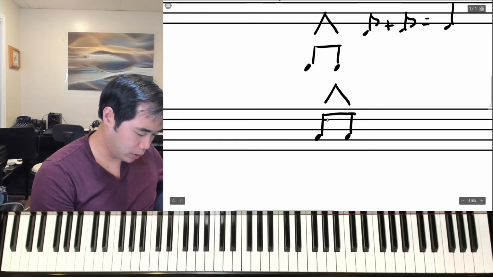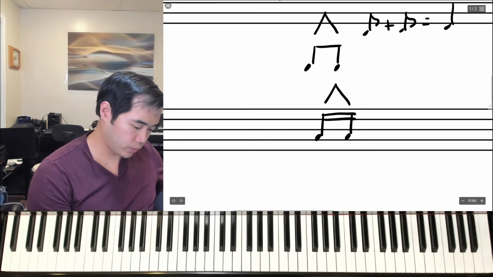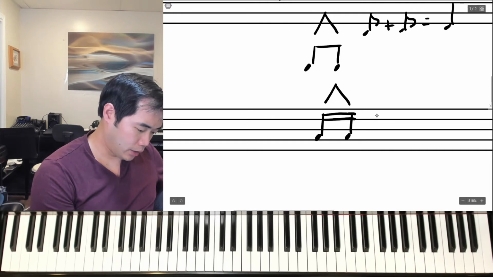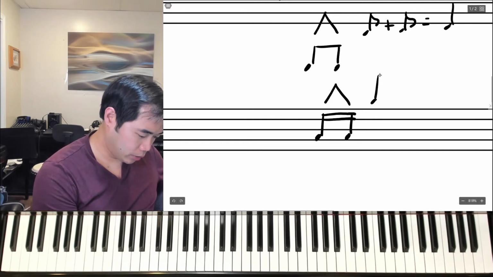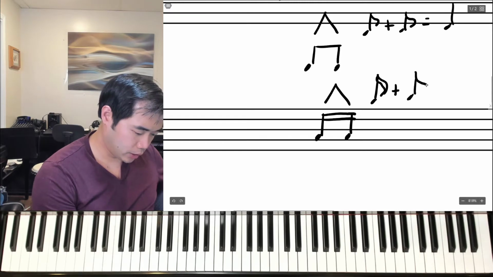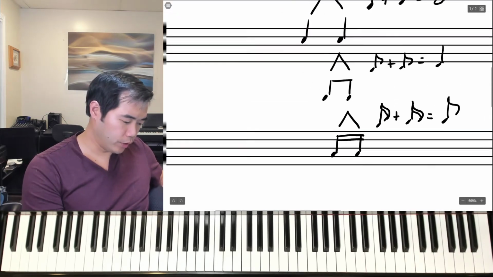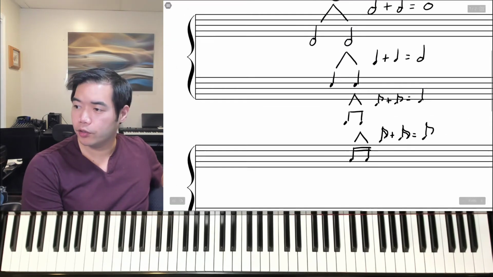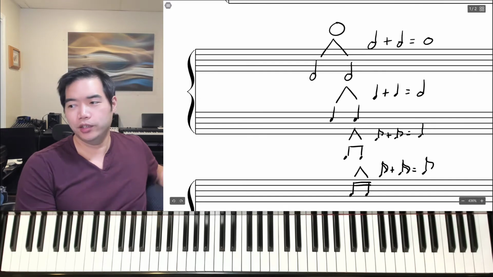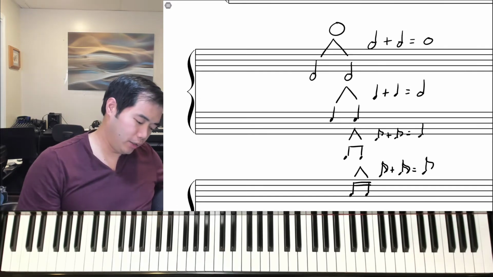I'm going to draw two beams here. So a 16th note, one flag, two flags, plus another 16th note equals an eighth note. If you need to slow down the videos, feel free to do that, or rewind to rewatch anything that you might not understand.